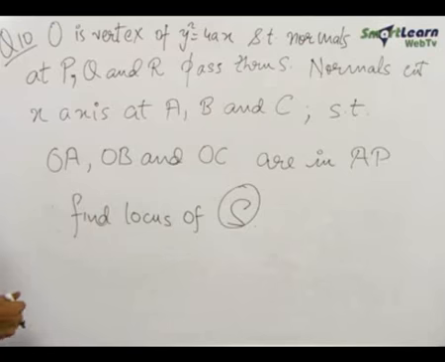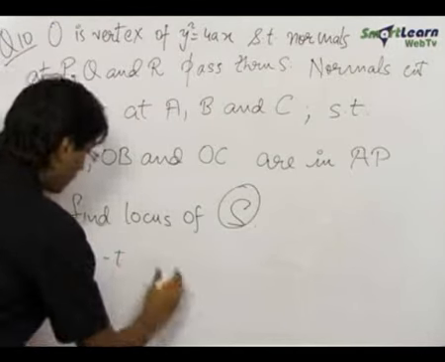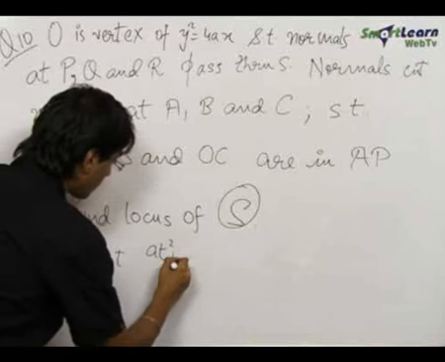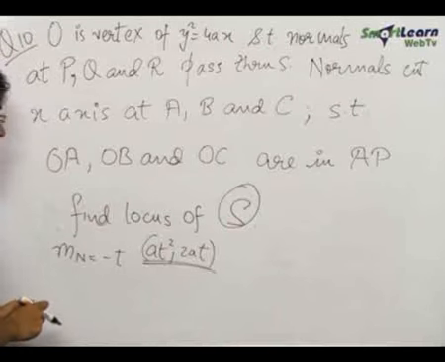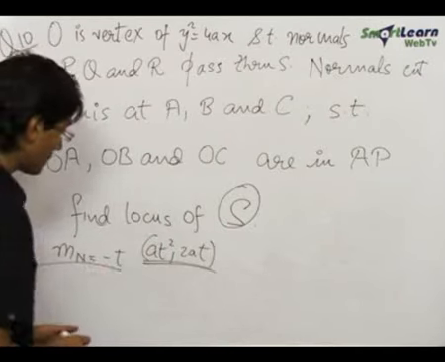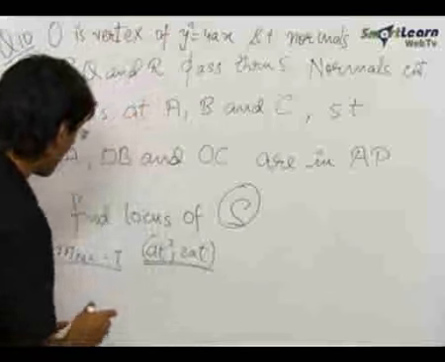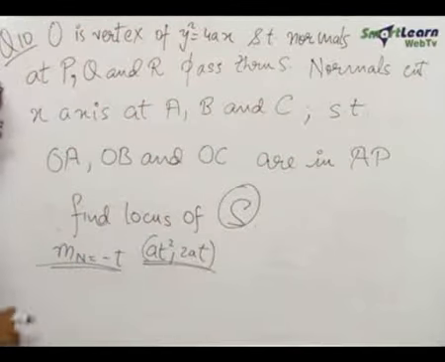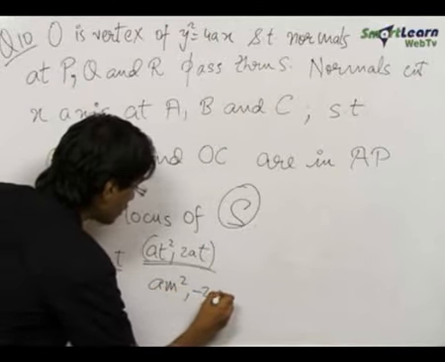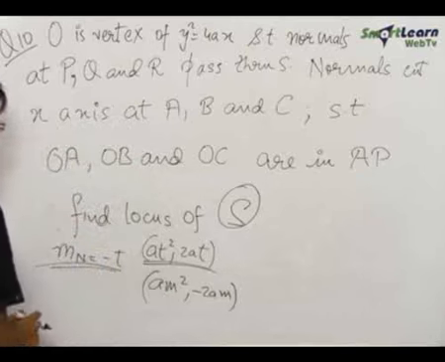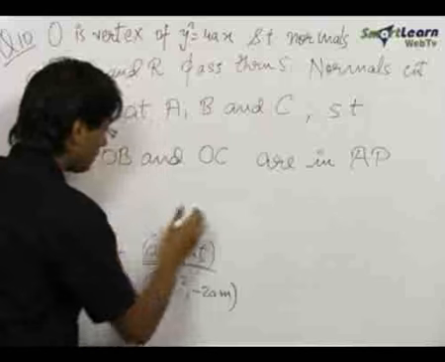Now we know that slope of normal is equal to minus t, where at square comma 2at is the point at which the normal has been made. We can prove this since 1 by t is the slope of tangent, hence the negative reciprocal will be the slope of normal. Hence we can write this point as am square comma minus 2am, where m is any general slope of the normal. Now let us write the equation of normal.